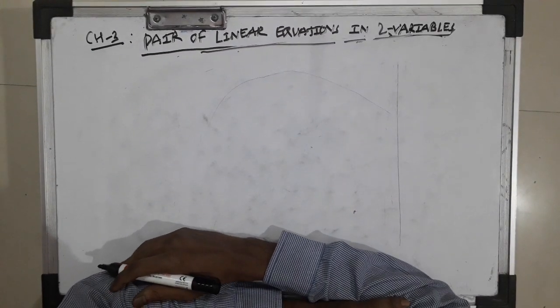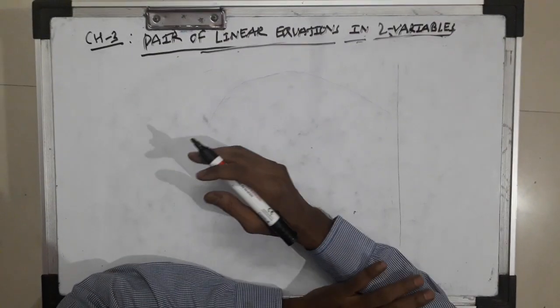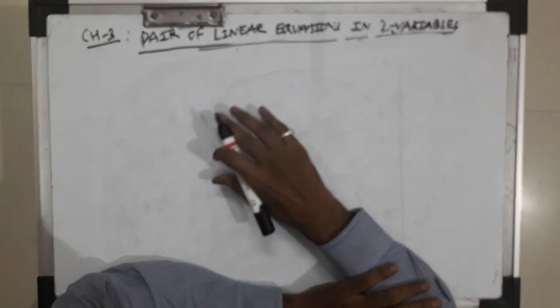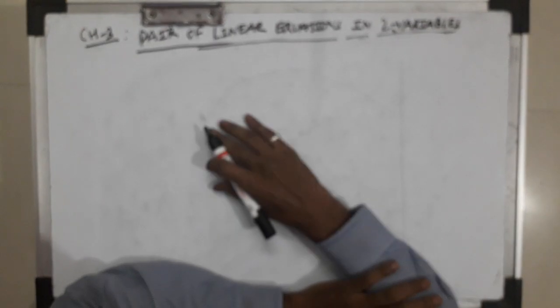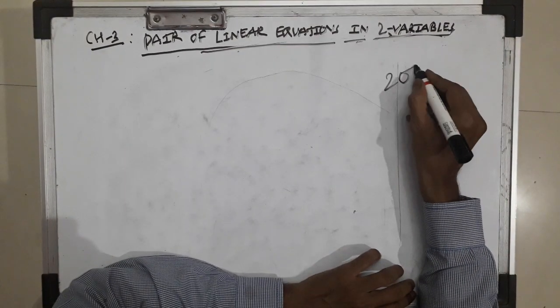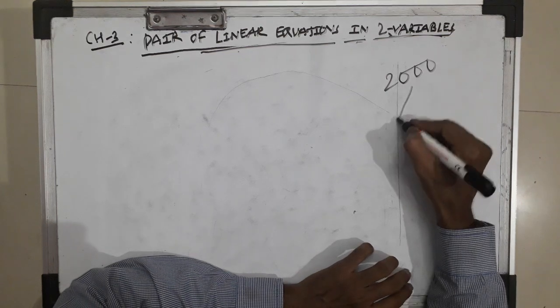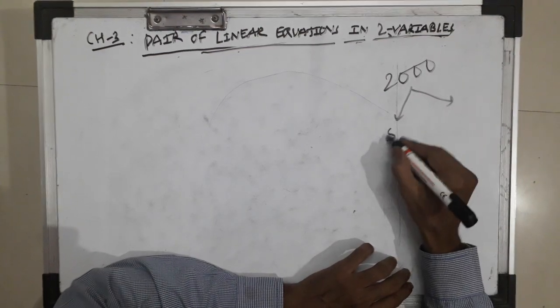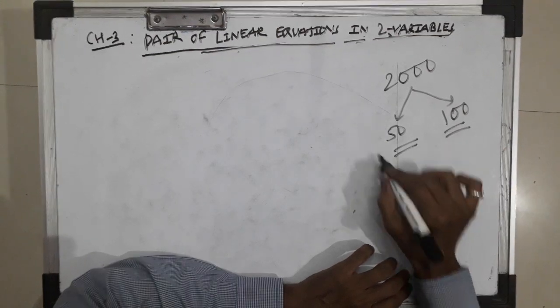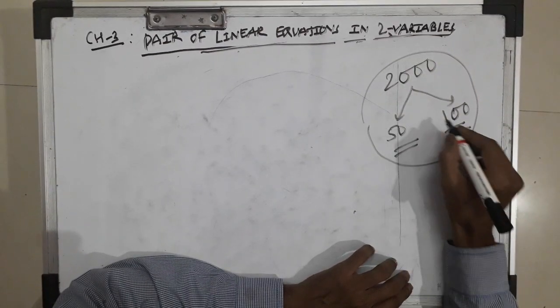Hello students, today we are continuing the previous part. Again we'll see some word problems, how to form the equations. Suppose a person wants to withdraw 2000 rupees from a bank, right? But he wants 50 rupees notes and 100 rupees notes. Now we are going to form the equation.